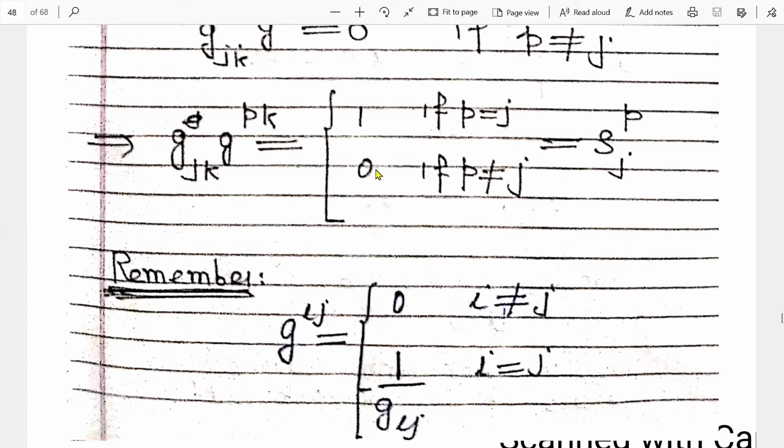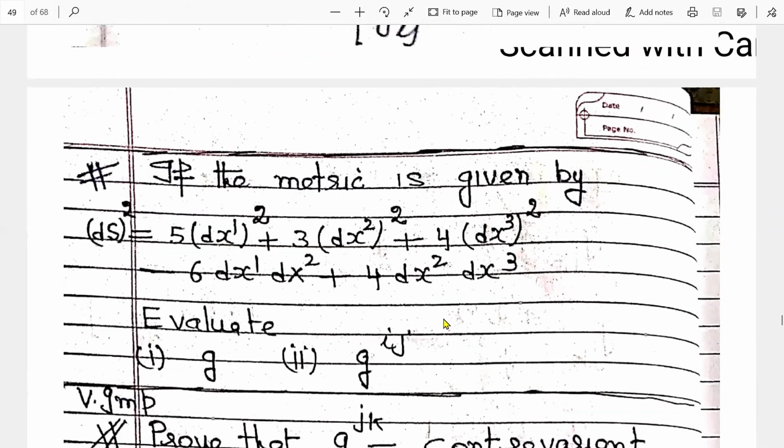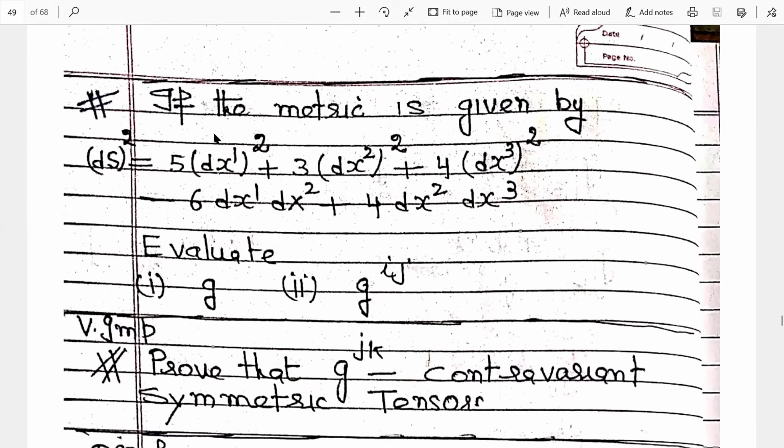So in that case, we can find a reciprocal coordinate very easily, as we did in cylindrical and spherical coordinates. The diagonal entries are reciprocals and the other entries are 0. So we already found that. Now in this case, if the metric is given by these values, then evaluate G and G^ij. On a similar pattern, you can find the value of G and G^ij.